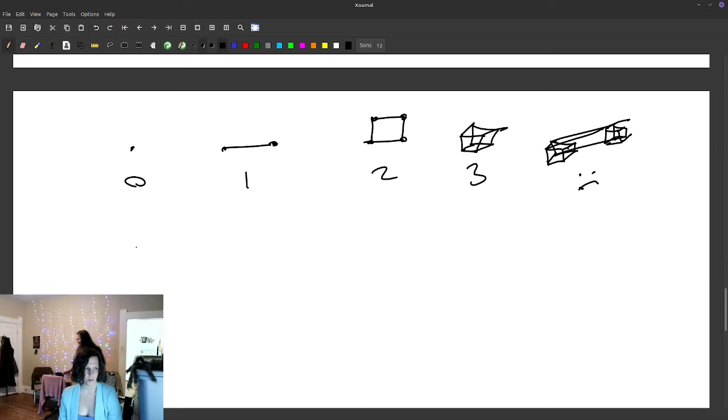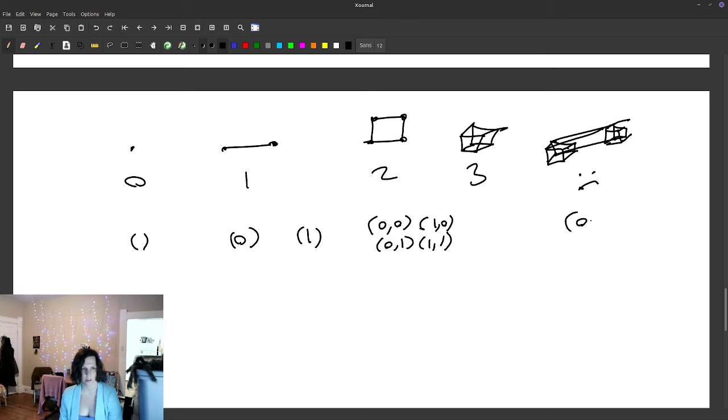So I think it's easier to think about these as: this is like an empty list, this is like a list with zero and a list with one, and this is like lists that have two things in them: zero zero, zero one, one zero, one one. And then here you have lists with three things in them and lists with four things in them, like zero zero zero zero. You probably already know this, but my point here is that thinking about coloring the lists, the sequences of zeros and ones, is probably a lot easier psychologically than thinking about the actual object itself.